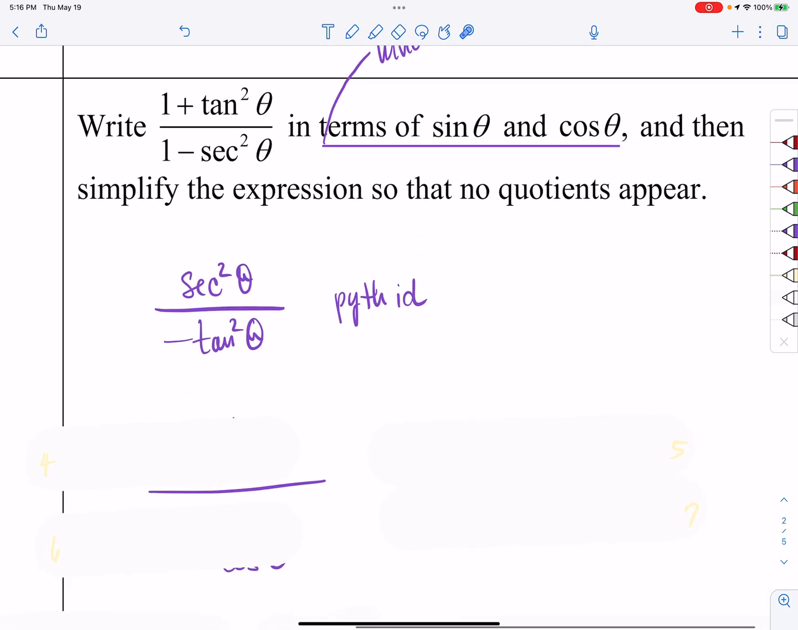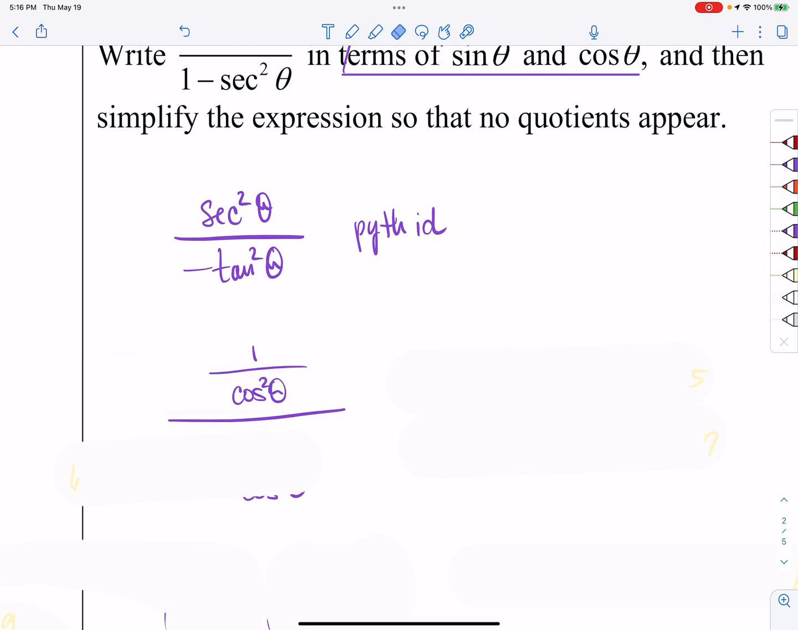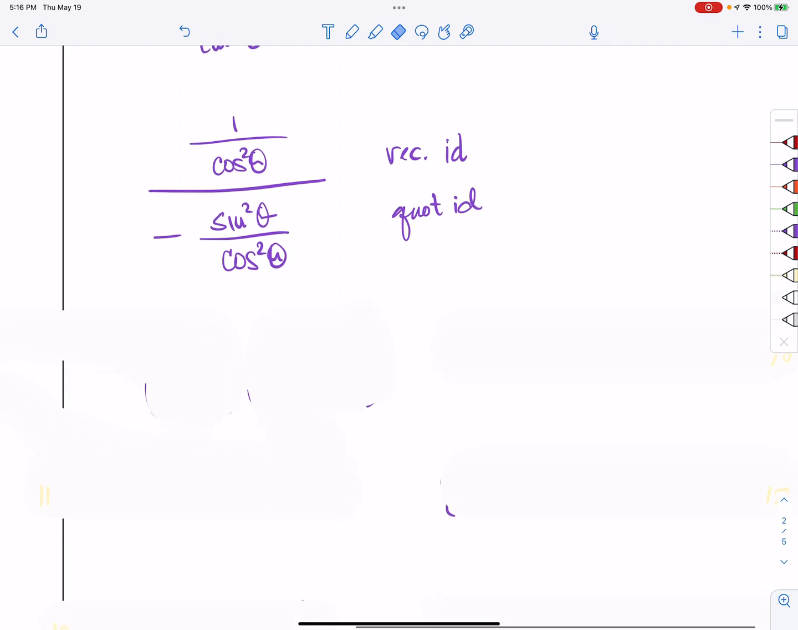Now, I'm not doing what I was told to do, though. It told me to put it in terms of sine and cosine. So let's go ahead and do that next. We know that secant squared is the same thing as 1 over cosine squared by the reciprocal identity. And we know that tangent squared is the same thing as sine squared over cosine squared. Don't forget your negative that goes along with that, and that's a quotient identity.